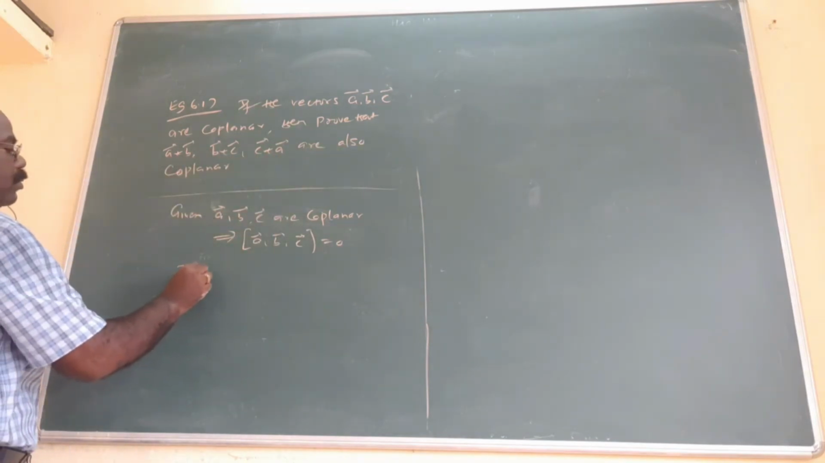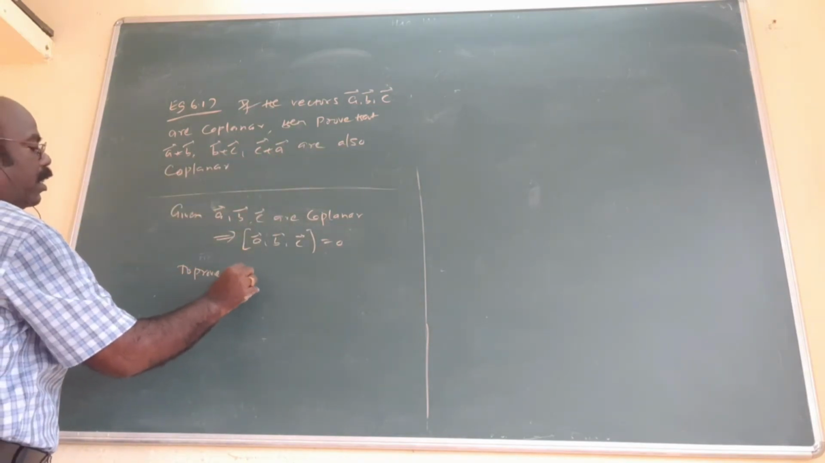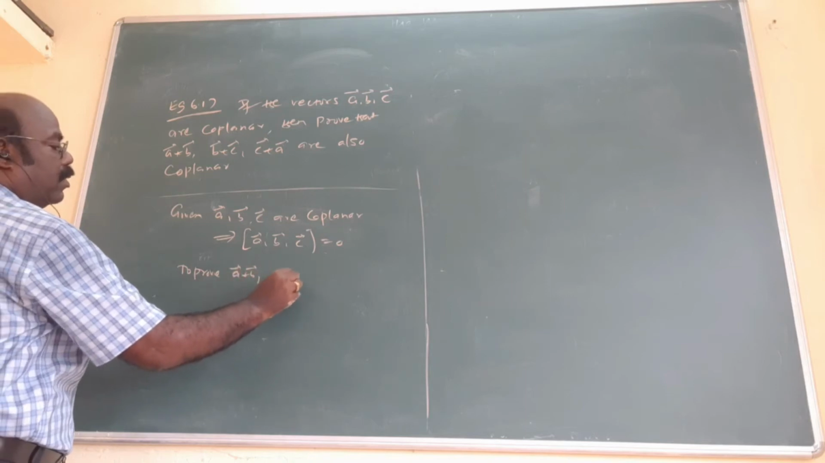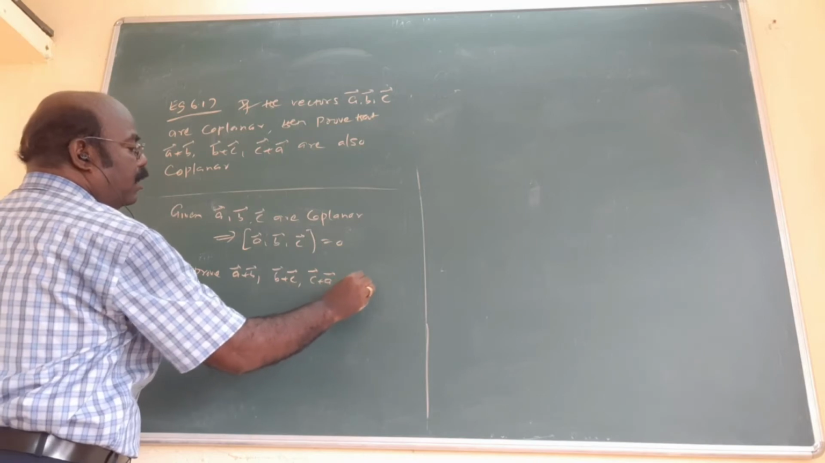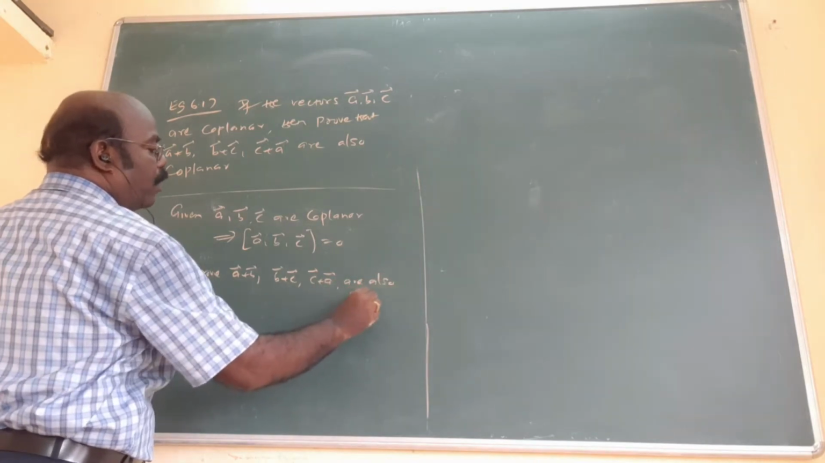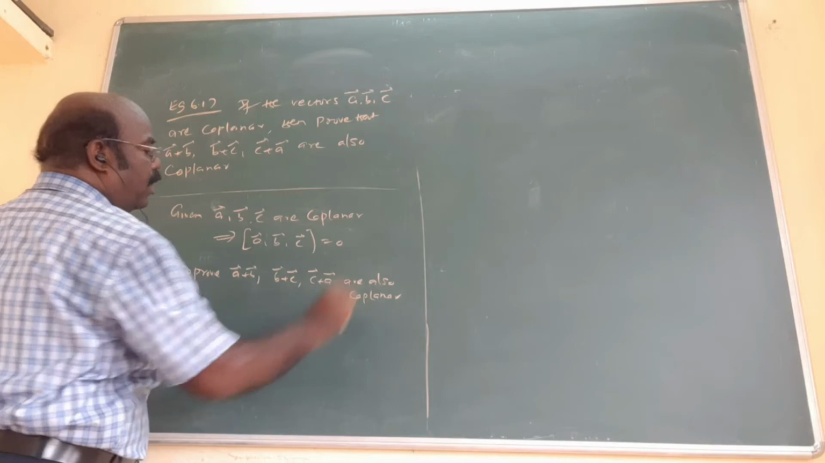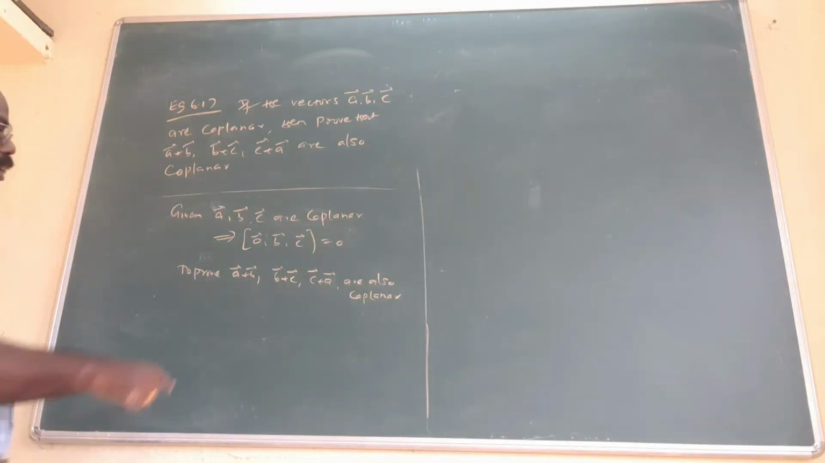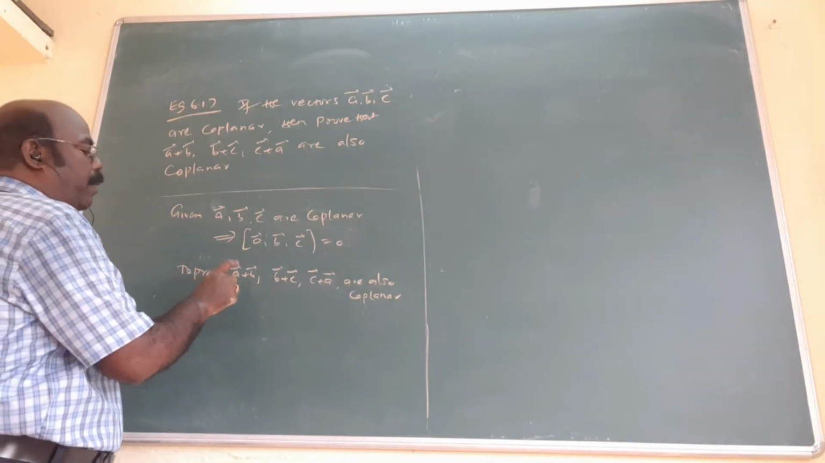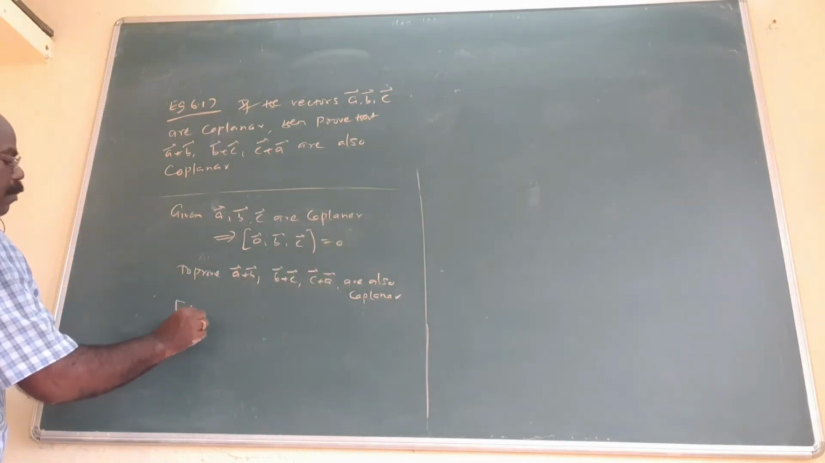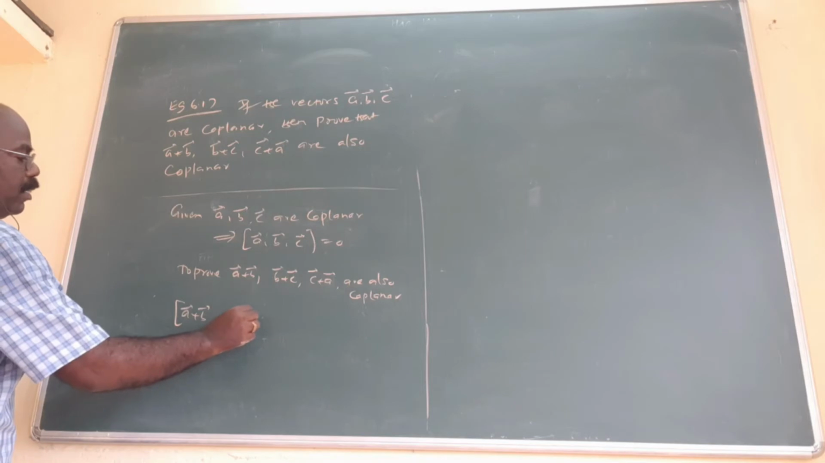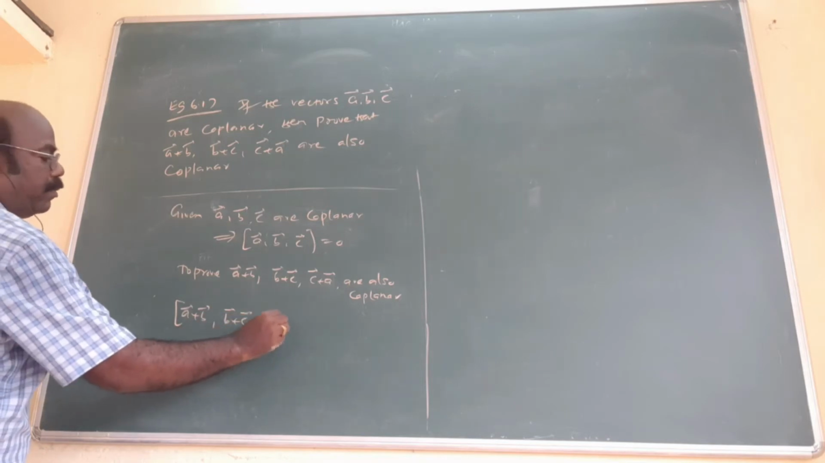So prove A plus B, B plus C, C plus A are also coplanar. That's why you want to prove the box product of A plus B, B plus C, C plus A is also 0. Now start with the box product of A plus B, B plus C, C plus A. Am I right?